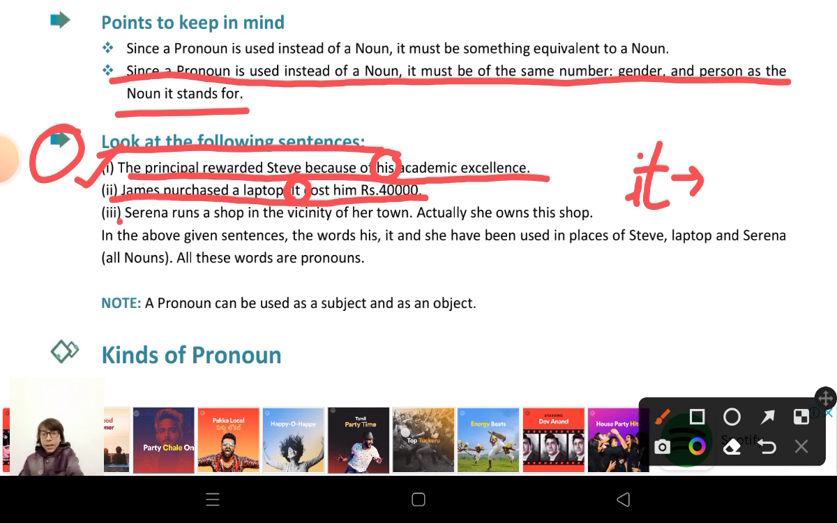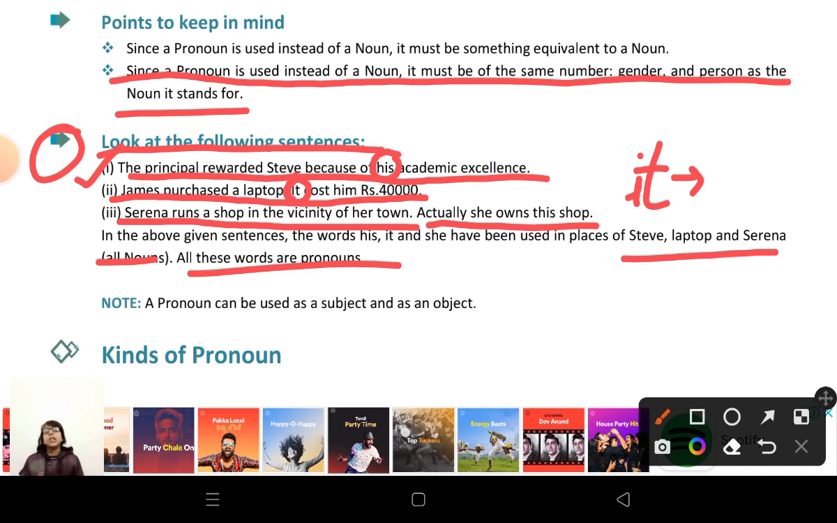Serena runs a shop in the vicinity of her town. Actually, she owns this shop. Okay. These are three examples. In the above given sentences, the words his, it, and she have been used in the place of Steve, laptop, and Serena. And Steve, laptop, and Serena are all nouns. But the words his, it, and she are pronouns.